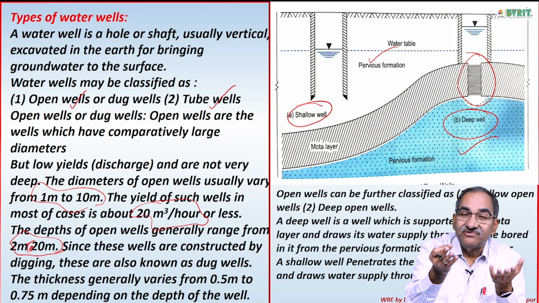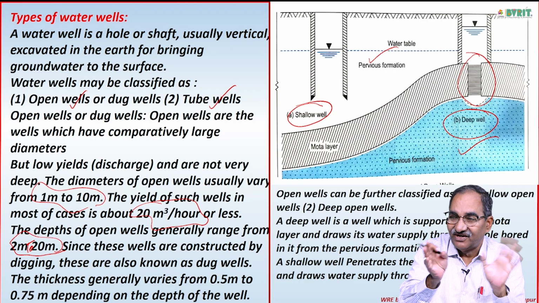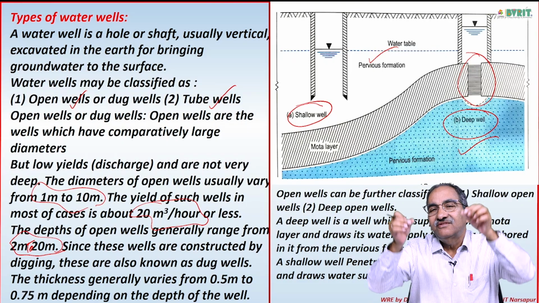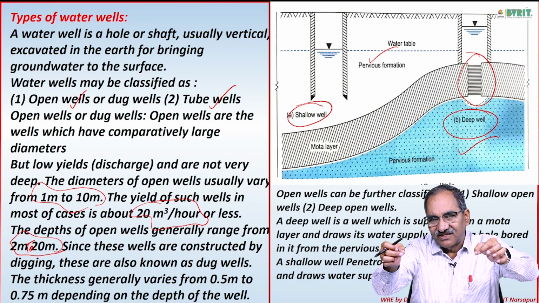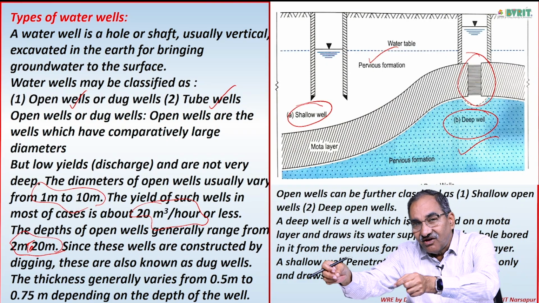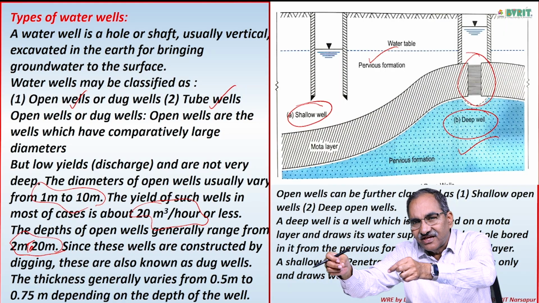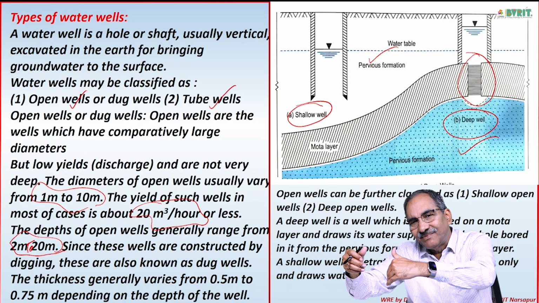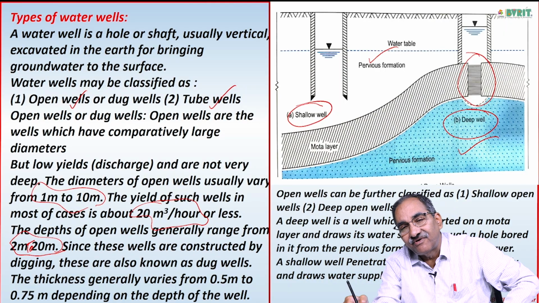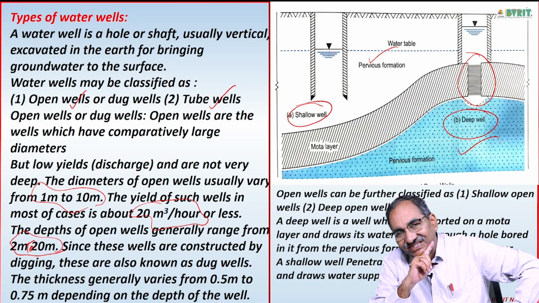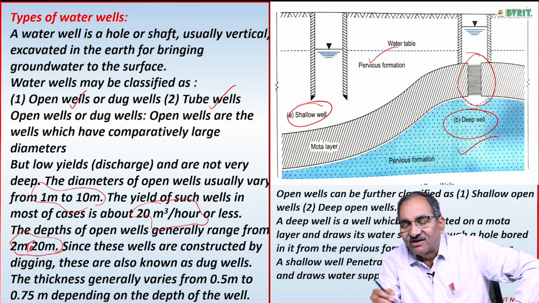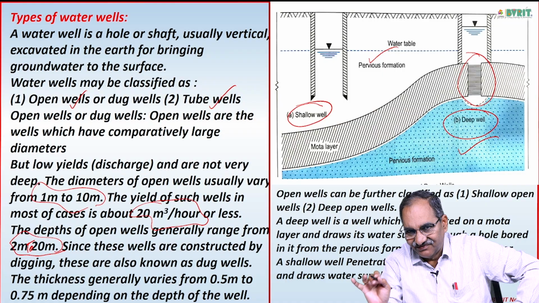Maximum it can go up to 60 feet, 50 feet. That's all. Only thing is, one is directly resting in the pervious formation. The other one is resting on a mortar layer, an impervious layer, and then penetrating. A hole is made in the impervious layer, and from the bottom portion we extract the water. So these are the two types of wells which we have.